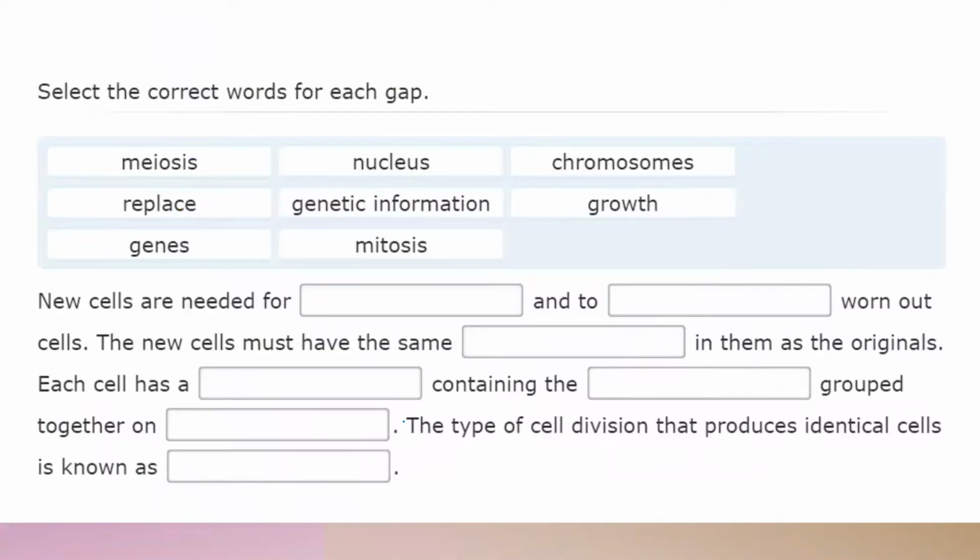So select the correct words for each gap. New cells are needed for growth. And so you can get rid of that one and replace worn out cells. That's true, can be replaced. The new cells must have the same something in them as the originals. I'm going to go for genetic information.